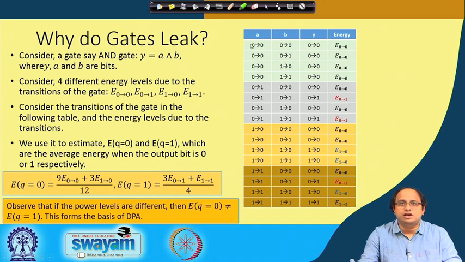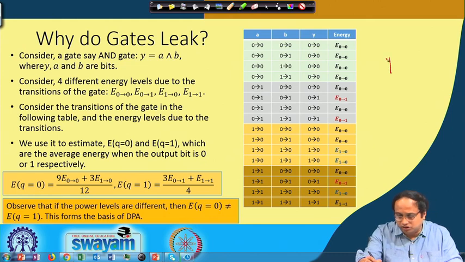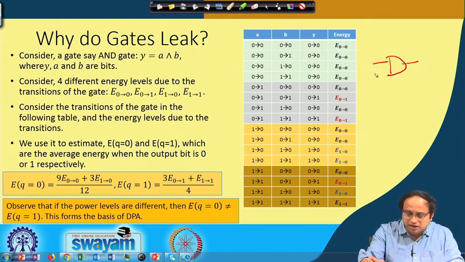Okay. So, what we do here is give the transition 0 to 0 in A and consider all the 4 transitions in B: it can make 0 to 0, a transition from 0 to 1, a transition from 1 to 0, and a transition from 1 to 1. Okay. The idea is very simple. What I am trying to do here is take a gate. So, here you have an AND gate, and the AND gate has 2 inputs, say A, B and the output is Y.